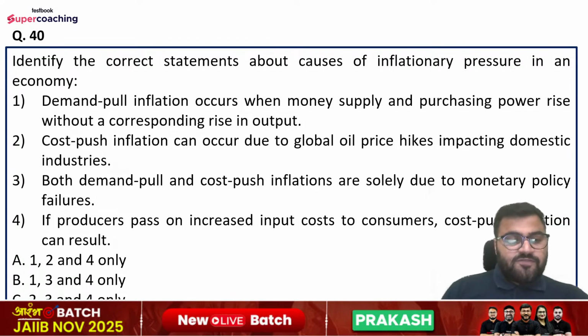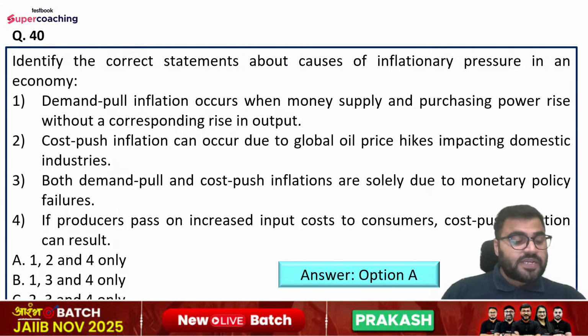Options are first, second, and fourth; first, third, and fourth; second, third, and fourth; or first, second, and third. So right answer is option number A, that is first, second, and fourth.